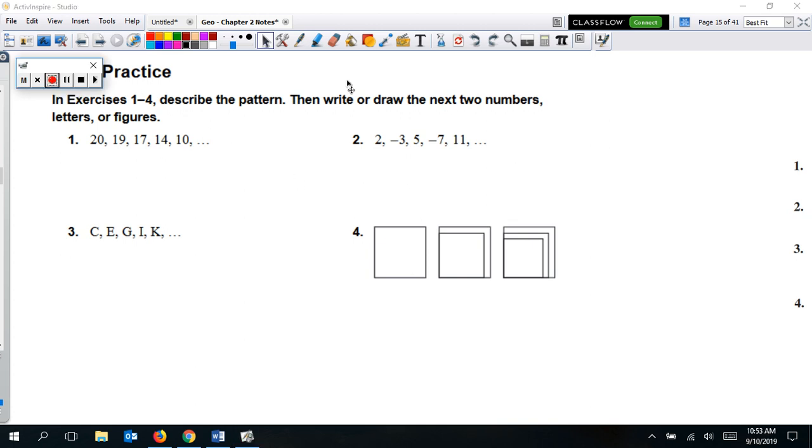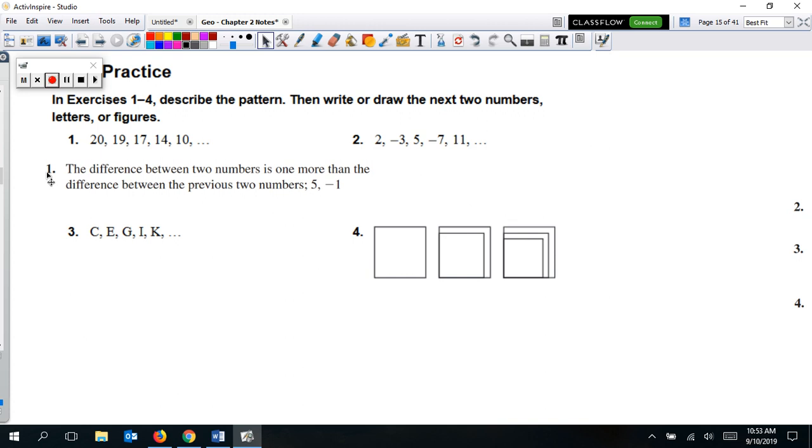Okay, so let's go over 1 through 4. So number 1, you have the numbers here, 20, 19, 17, 14, 10. As you can see, 20 to 19 is just 1 going down. 19 to 17 is 2 going down. Then go down 3, then go down 4. So the next one should be going down 5, so that's going to be 5. And the next one after that should go down 6, which would be -1. So 5, -1 will be your next two numbers there.